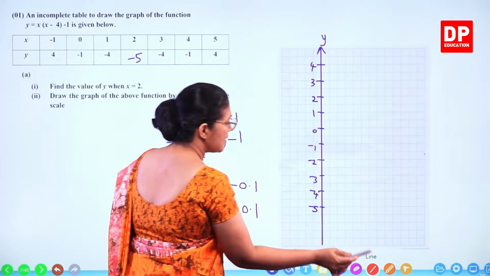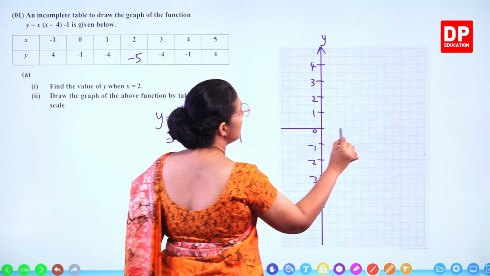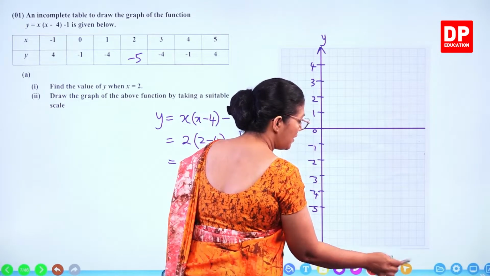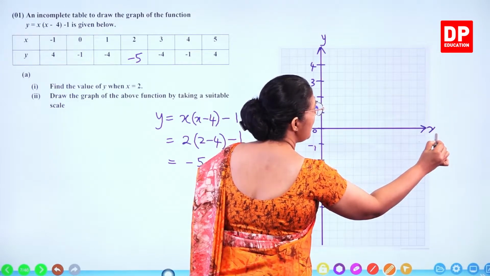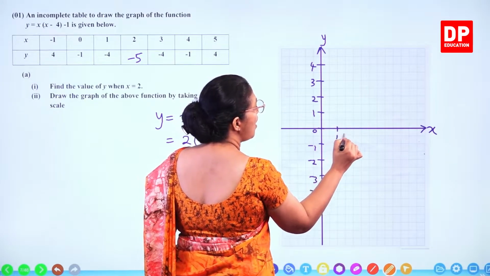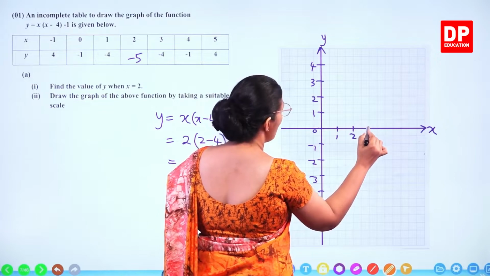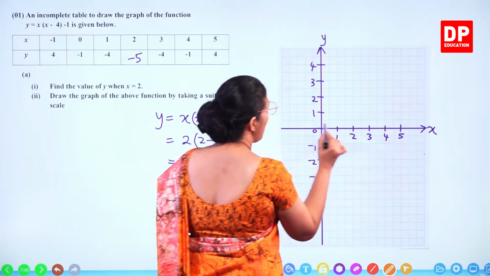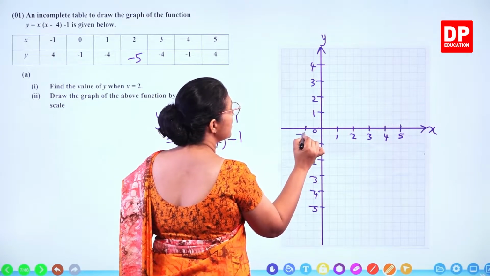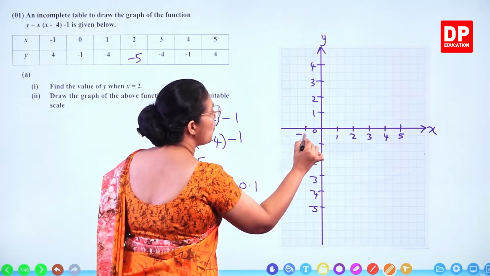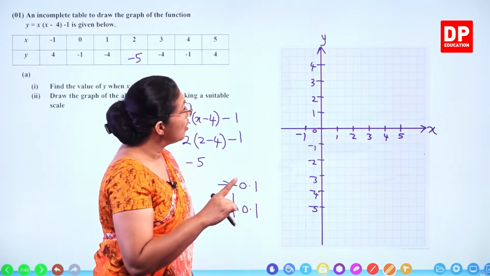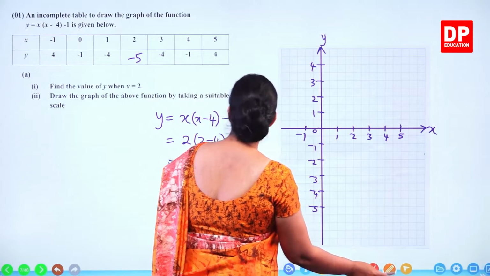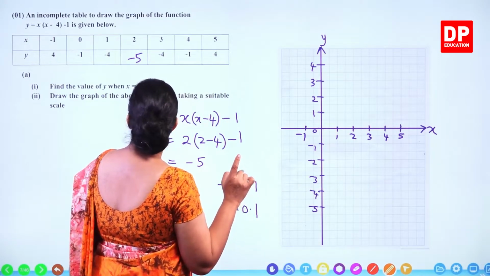And the x-axis, here you can draw, and then label it. Here 1, 2, 3, 4, 5, up to 5. Here only we need minus 1. So you get 1 mark for adjusting the scale. Then we'll mark the points. 1 mark for marking the points.